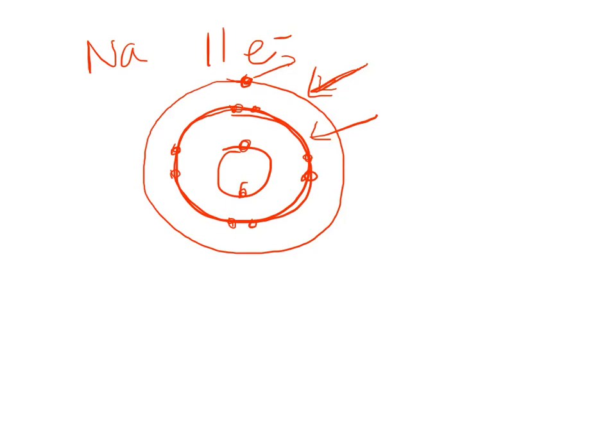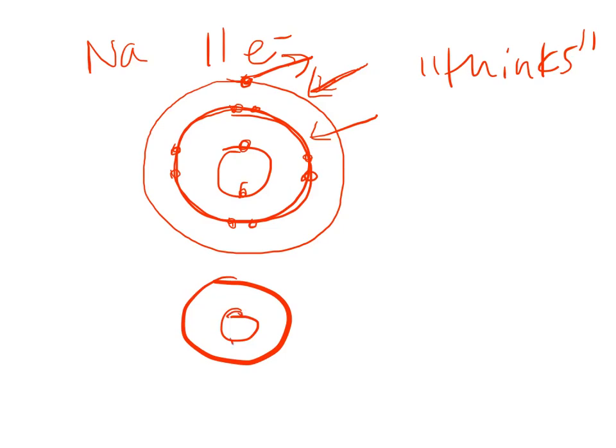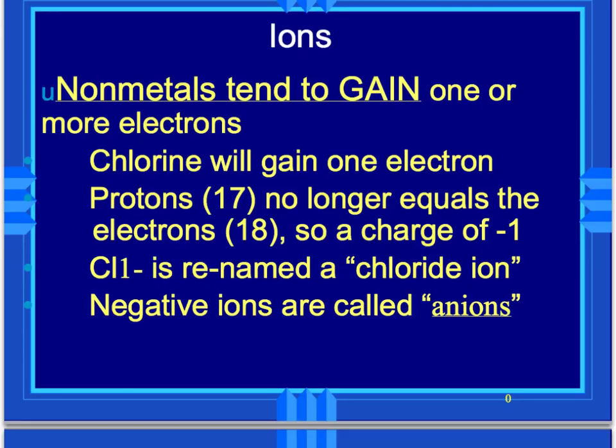So the trend here that we're going to see is sodium thinks, and I want to put thinks in quotes here, it thinks that losing this 1 is going to be easier than gaining 7, so when it does that, it obtains the noble gas configuration of neon, just like I said it would. That energy level is now full because we've lost that 1 electron.